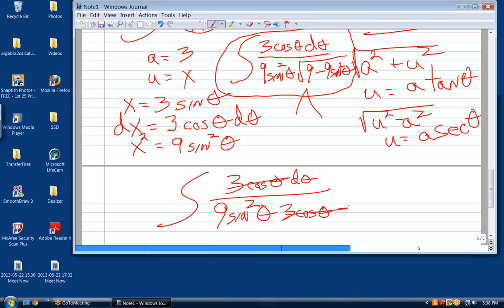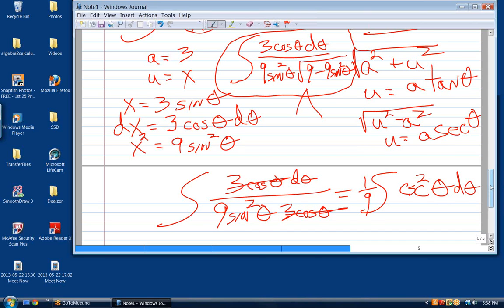That cancels with that, and I'm left with the integral of cosecant squared theta, 1/9 d theta. Okay, we're not done yet.